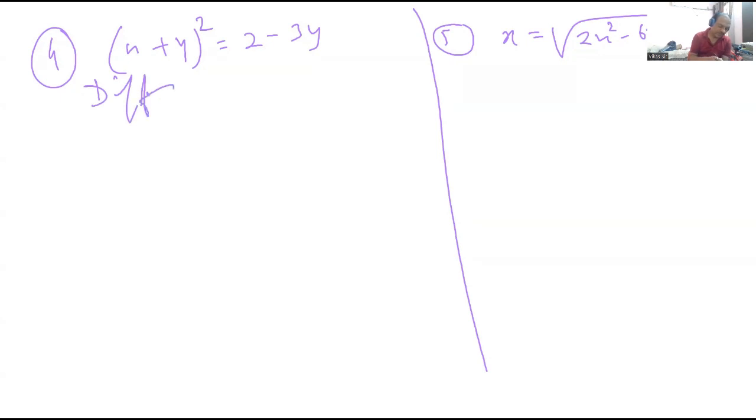On differentiating, I will be having 2 times (x plus y), and then I have to apply the chain rule. I have to differentiate x plus y. This will give me 1 plus y dash. If you are facing difficulty in applying the chain rule, you can go through my videos which are there. Okay. Now here, this is 2 minus 3y. On differentiating 2, it will give you 0, and for minus 3y, it will give you minus 3y dash. But we have to find the value of y dash.